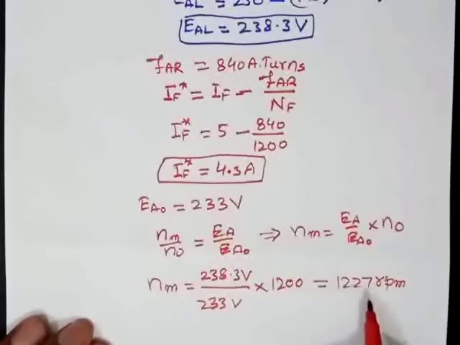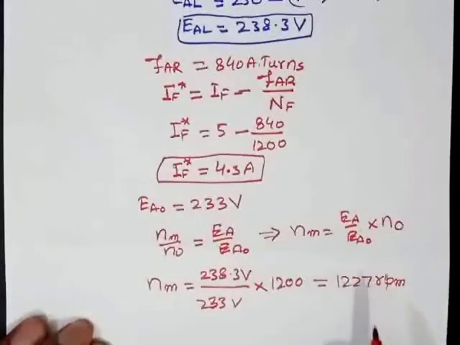As you can see in this equation, the actual speed of the DC shunt motor is increased as compared to the no load speed. No load speed is 1200 revolution per minute. Now, the actual speed of the DC shunt motor is 1227 revolution per minute. The speed is increased as we have already discussed. When the armature reaction occurs, due to armature reaction, flux will reduce. When the flux reduces, then the speed of the DC shunt motor will increase.